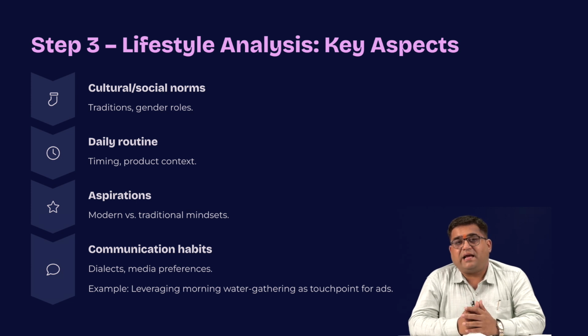Next is language and communication habits. Understanding preferences for local dialects, the reliance on oral communication networks, that is word-of-mouth communication, and the popularity of specific media like local radio or regional television channels is crucial for effective messaging. For instance, identifying community television viewing habits could lead to targeted advertising during popular evening programs.